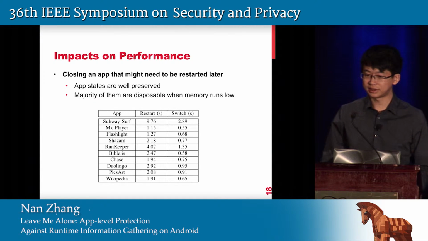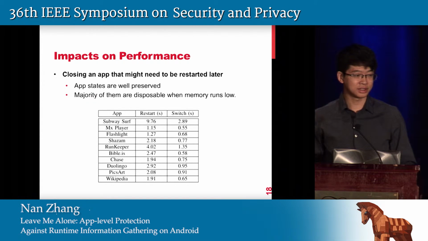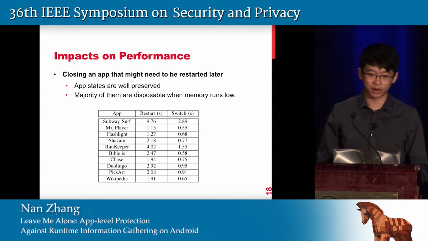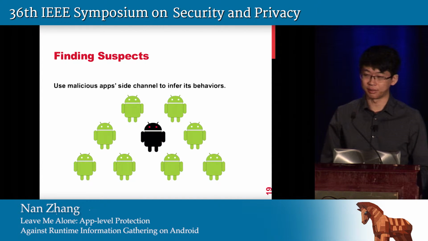The app states are well preserved when closing, and the majority of those apps are marked as disposable by the Android system when low memory occurs, as most memory clean tools will also close such apps. However, it still takes a longer time to restart an app than to switch it from background to foreground. So finding the right suspects becomes a key issue of App Guardian.